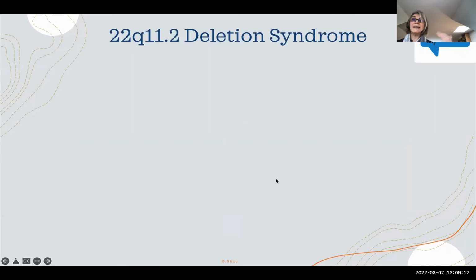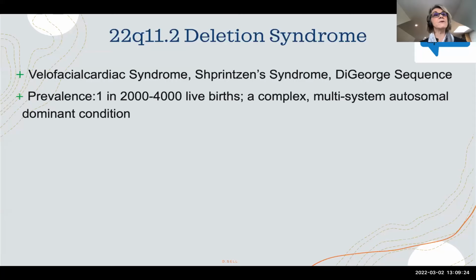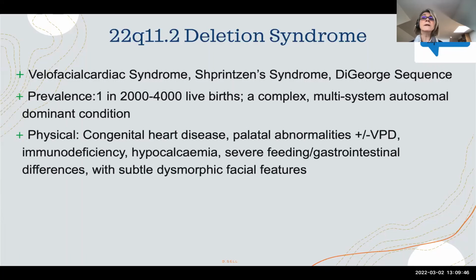So when we were speaking last time, we talked about 22q and the importance of this particular syndrome. It's got other names it's known by, particularly the George sequence. It has high prevalence, 1 in 2,000 to 4,000 live births, and is the most common syndrome associated with clefting. So it's very important that we recognize it. It's complex, it's multi-system, it's autosomal dominant, meaning it runs in families. There's lots of physical characteristics described, but these are common ones.